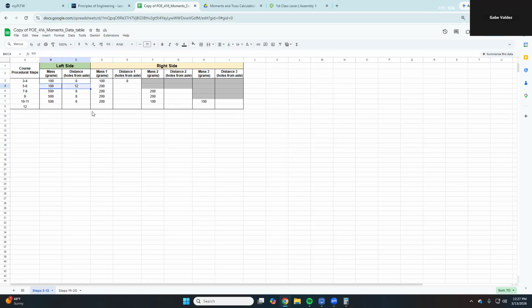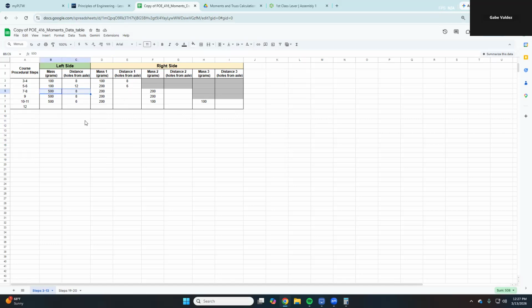This right here is 1,200 gram holes if I multiply these two. So where do I need to put this one so that it balances out with the 1,200 on the left side? Or if I have a 200 gram mass, where do I need to put that? Well, to get 1,200 gram holes, we put that 6 holes away from the fulcrum.